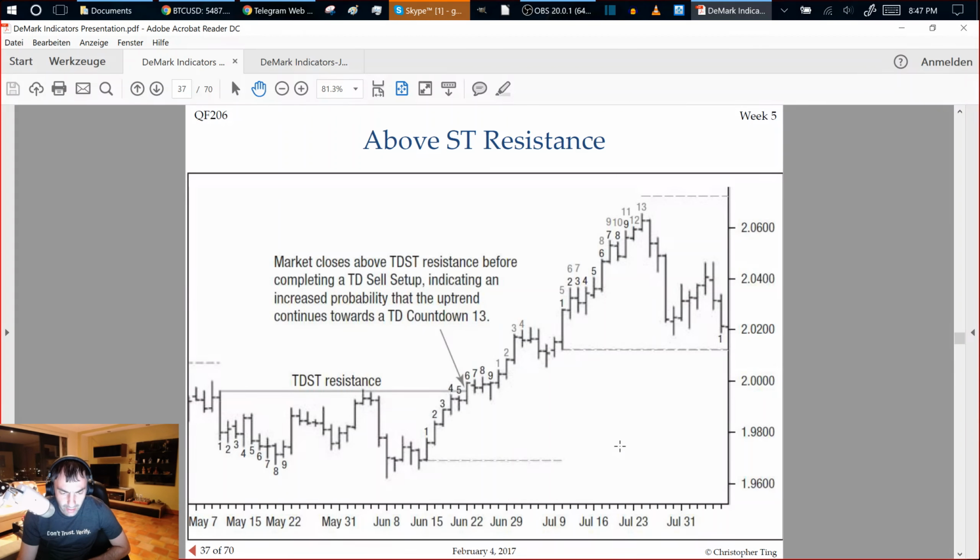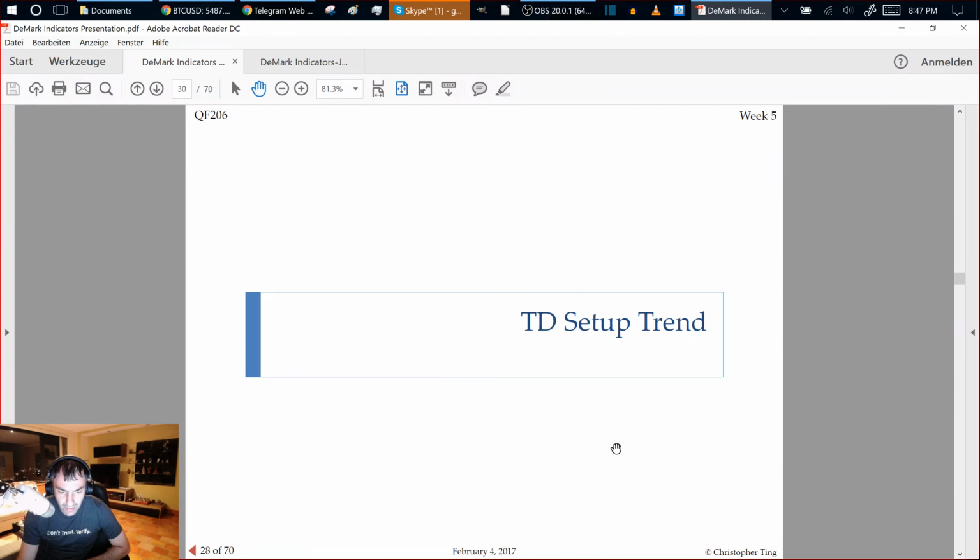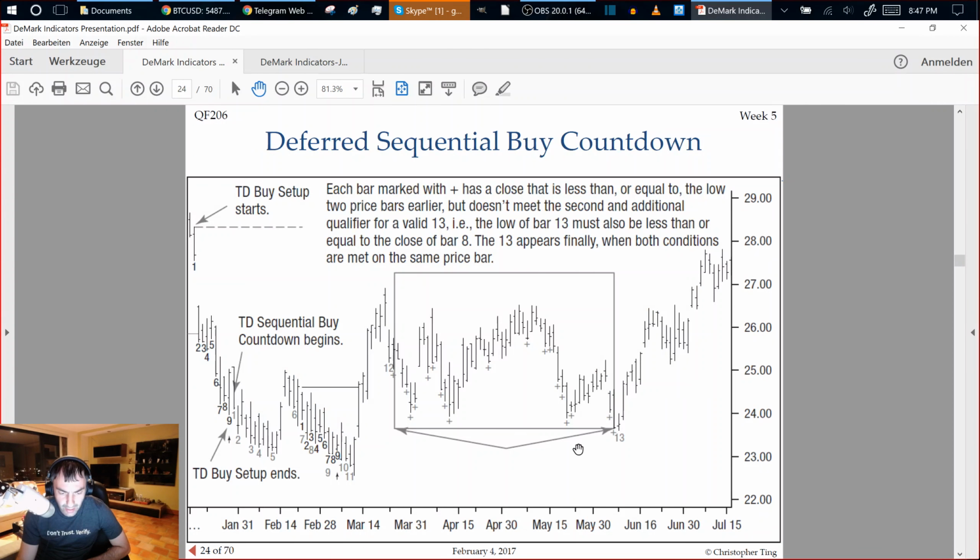Then there was another concept of price targets, where there's a couple of variations here. See all these pluses? You see how this 13 was delayed by like 2 months? That happens in some versions of the indicator, where in order to get a true 13, it has to be lower than the 8. So there's the 8. So the 13 has to be lower than the 8.